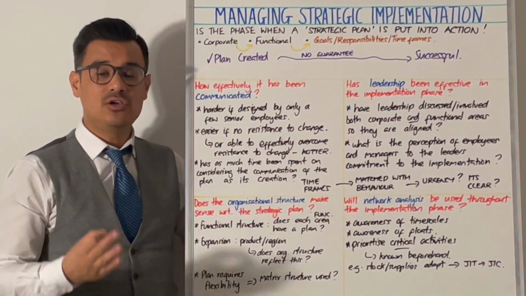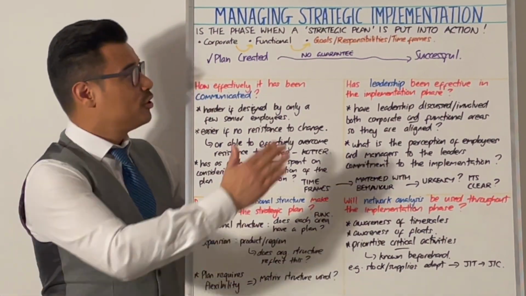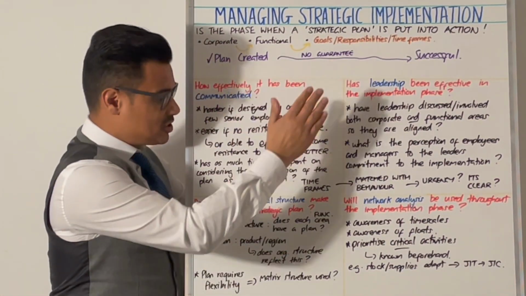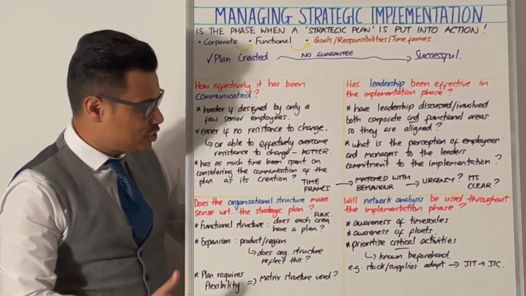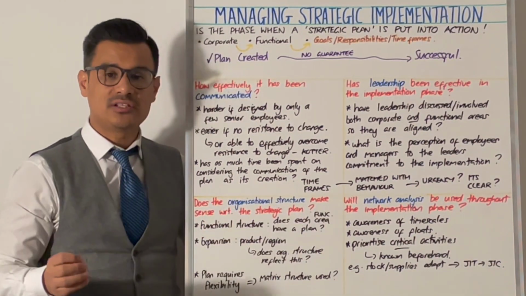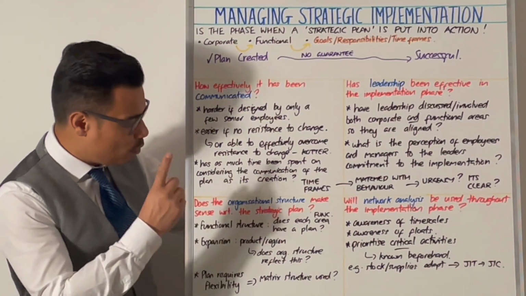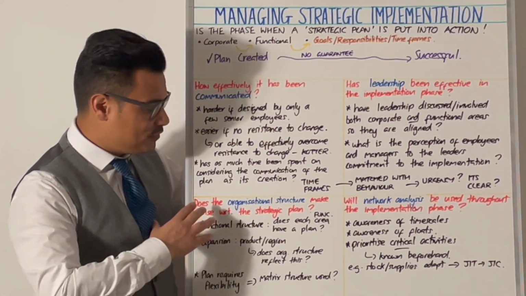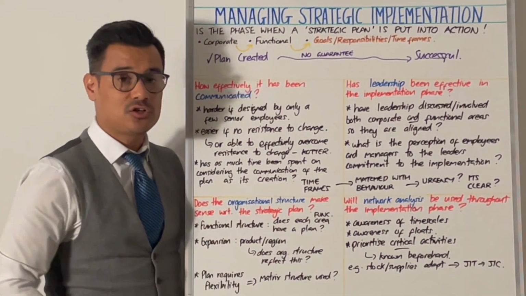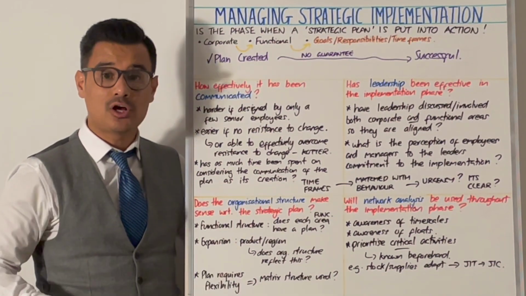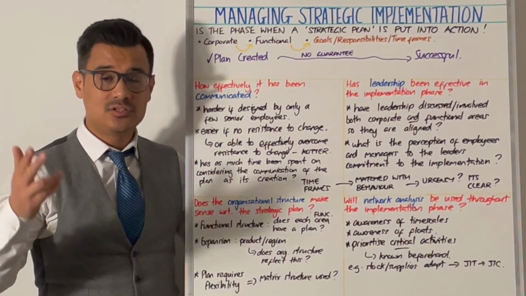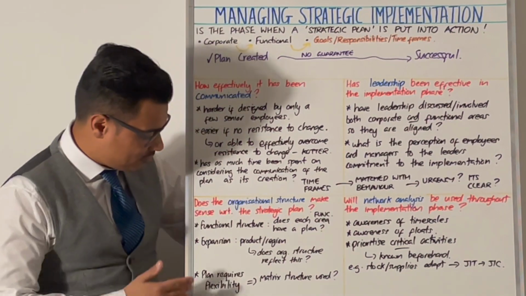Number three is the organisational structure. You've created a plan. You're looking to be successful in its implementation, but does the organisational structure make sense for that plan? You could be thinking in terms of, number one, functional structure. If you've gone for a functional approach, do each of the functional areas have a plan? Does HR have a plan? Does marketing have a plan? Does operations have a plan? Does finance have a plan?